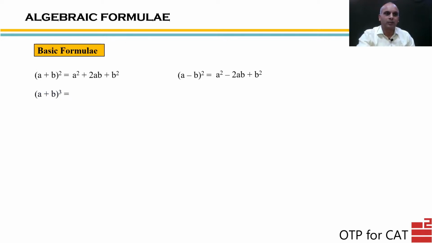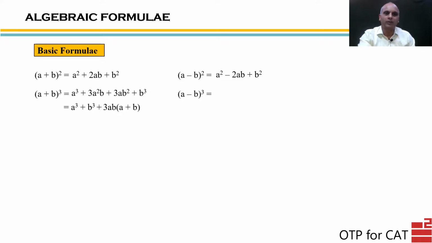And you should know the formula of a plus b whole cube, which is a cube plus 3a square b plus 3ab square plus b cube. There is one more formula connected with this, or another way of writing the same formula is a cube plus b cube plus 3ab into brackets a plus b.